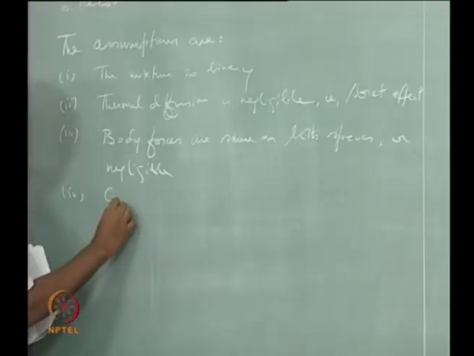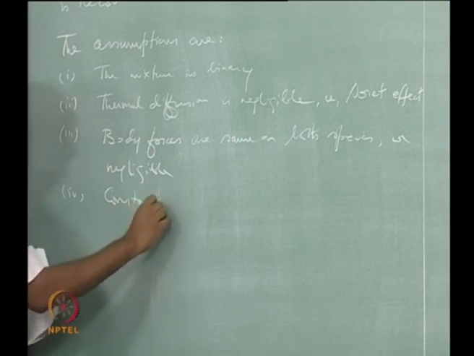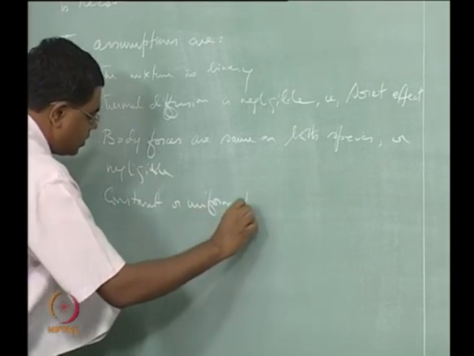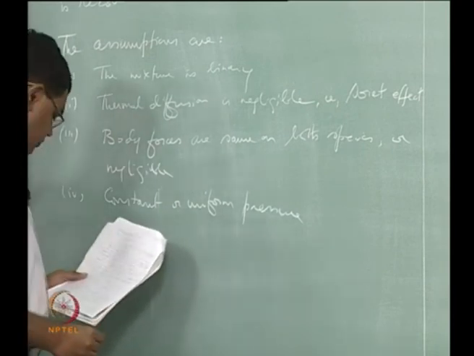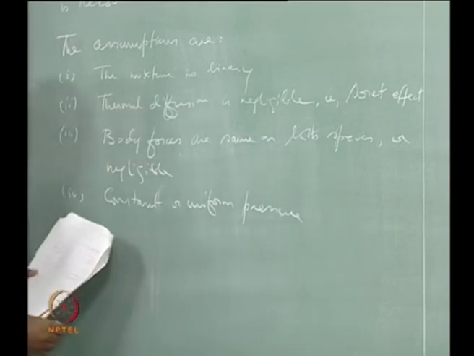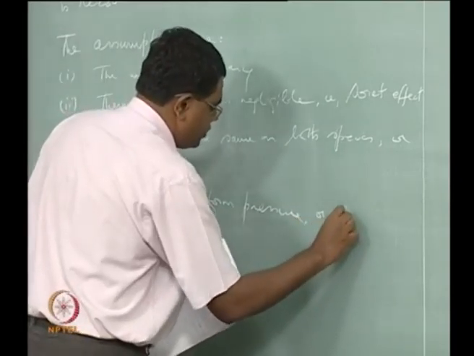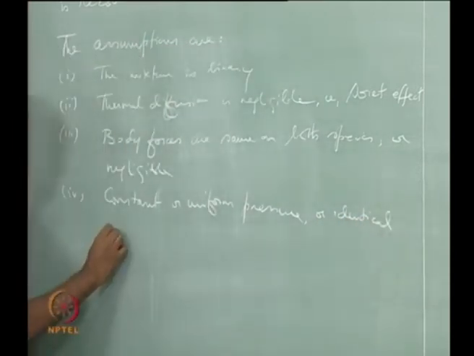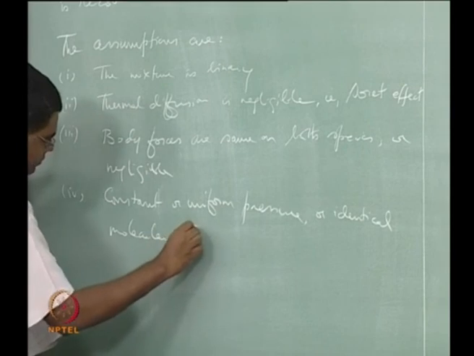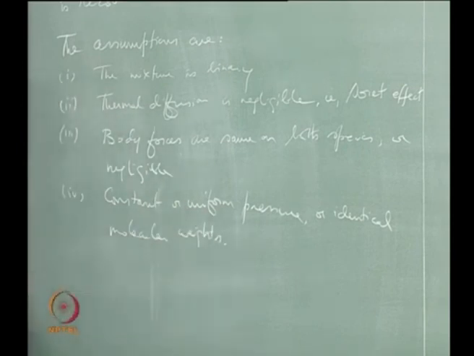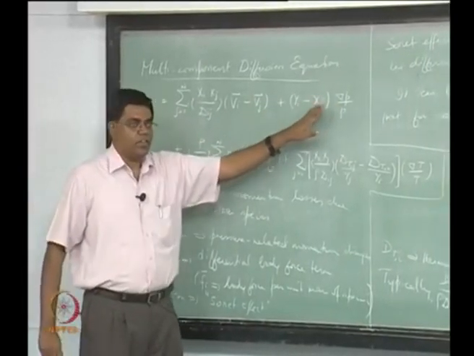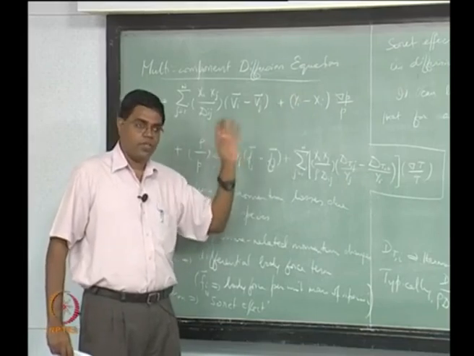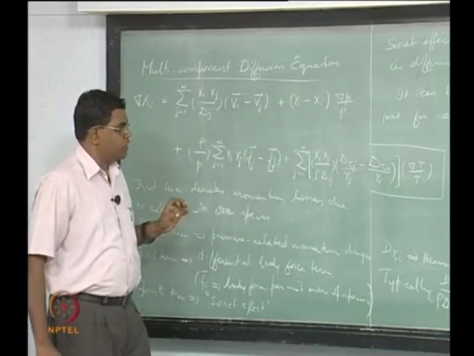Four, constant or uniform pressure, or identical molecular weights. Either of them will do. If you had a grad p that is 0, that's okay approximately, or if y_i is approximately equal to x_i, that means both the molecular weights are approximately the same, then that would work as well.